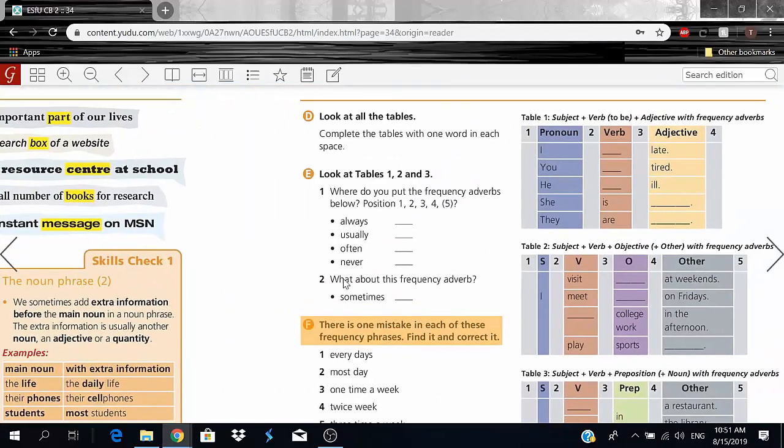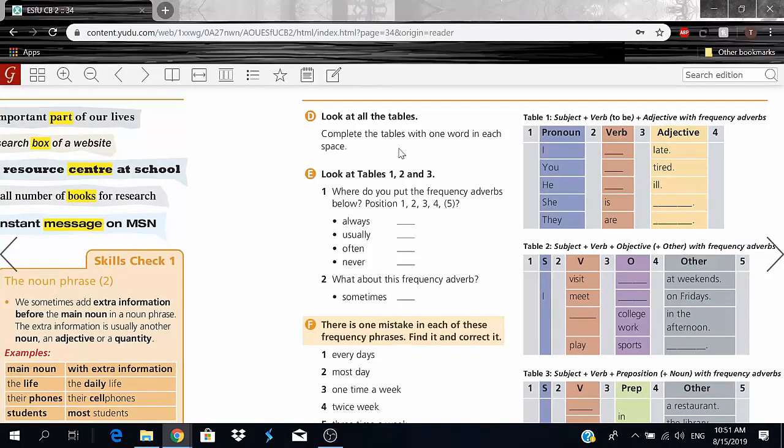Now let's move on to exercise D here. We have look at all the tables and complete the tables with one word in each space. So let's take a look at the first table here. What do you guys see? Obviously, we have a pronoun, we have a verb to be, and an adjective. So what would I say here in this verb section? I'll probably use am with I, so I am late.